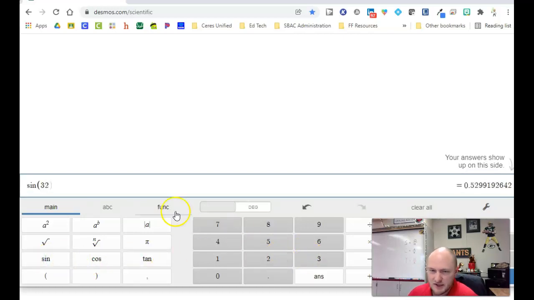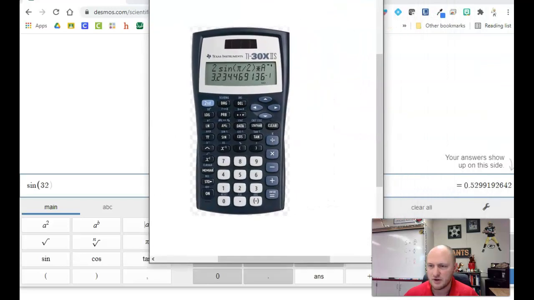32 degrees. And then you'll see the answer here. If your answer is not this answer, 0.5299, you need to make sure that you're in degrees and not in radians. And how you tell this on your calculator, here it says DEG, so it's in degrees. On your calculator, you can see in the corner, it'll say rad, or it will say degrees, okay?